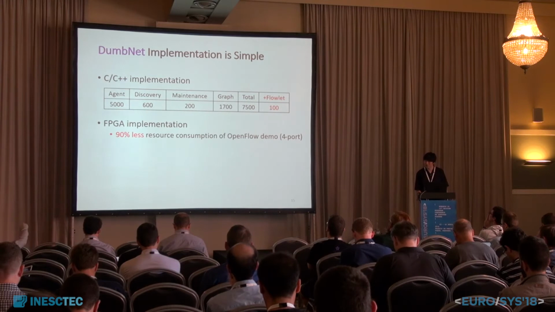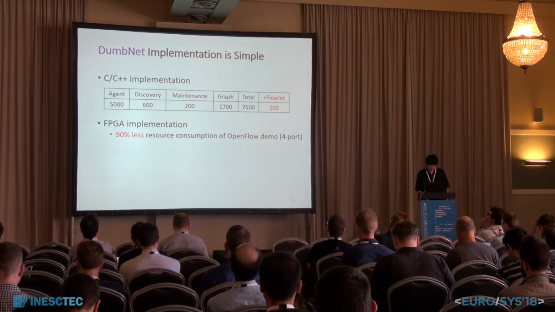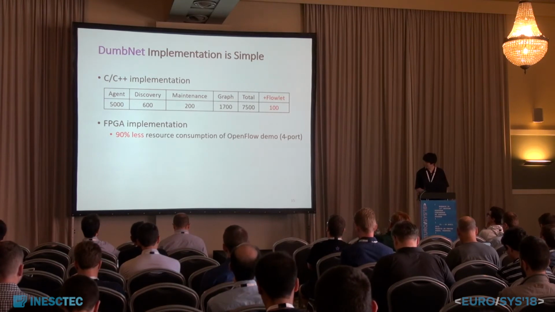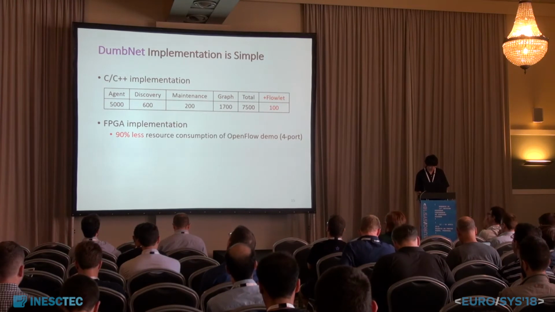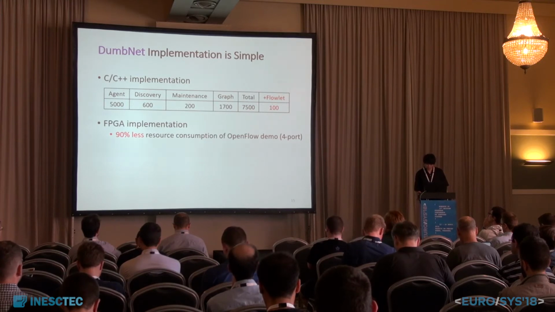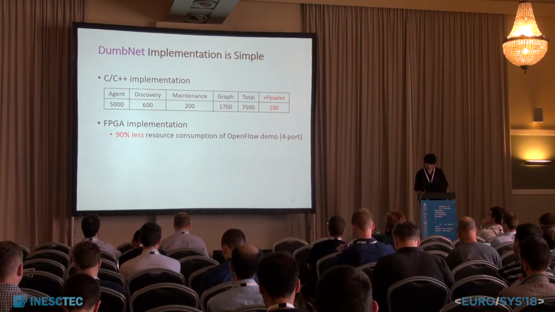So let's see the implementation. The DAMnet implementation is also very simple. It only takes about 7,500 lines of code. And to add the flowlet, we only need 100 lines of code. And the FPGA implementation is also very simple. It uses 90% less resource consumption than an OpenFlow demo with 4 ports.